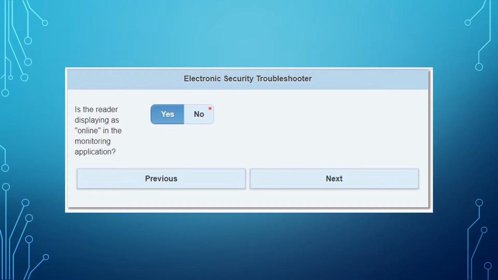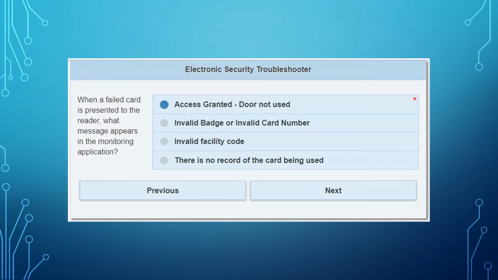Is the reader showing online in the monitoring application? In this case, yes. So then if you test the card, you can see what kind of message comes up in the monitor. In this case, it says access granted, but the door isn't unlocking. So that means there's probably a hardware issue.